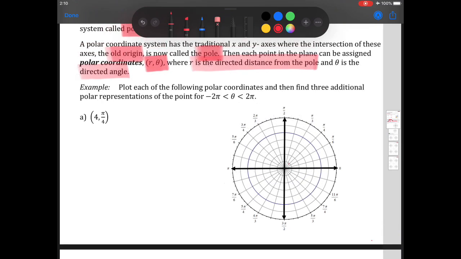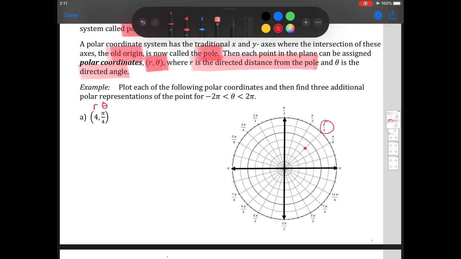The first example, so let's talk about this. How do we plot these polar coordinates? Whenever we're given a point in polar coordinates, the first number represents your r, which is your directed distance, and pi over 4 is your angle, theta. So let's plot that. You always start with your angle. So my angle is pi over 4. And for the directed distance, you start from your pole, which is the origin, and you go 4 out. So 1, 2, 3, 4. So that is your point.